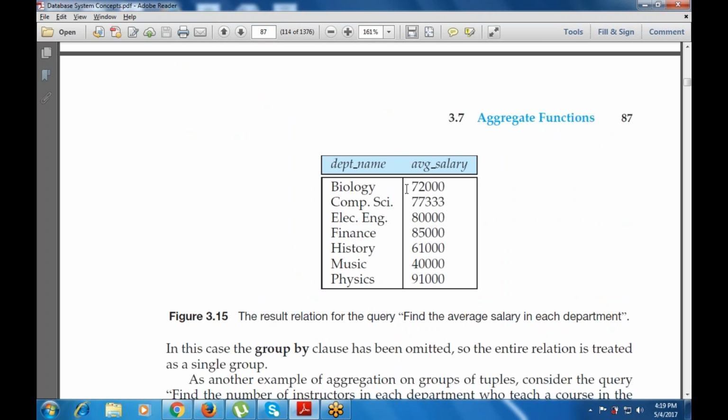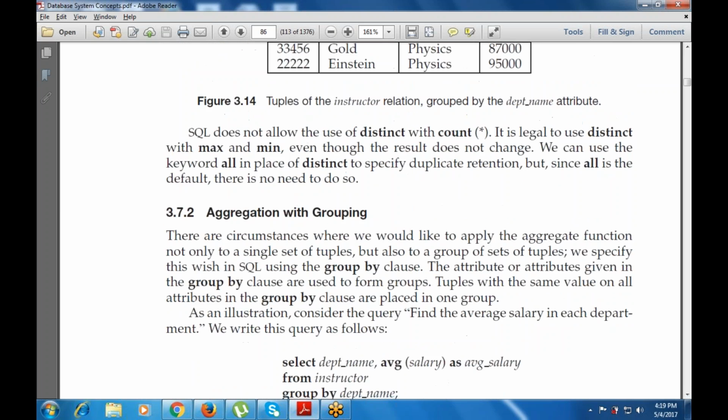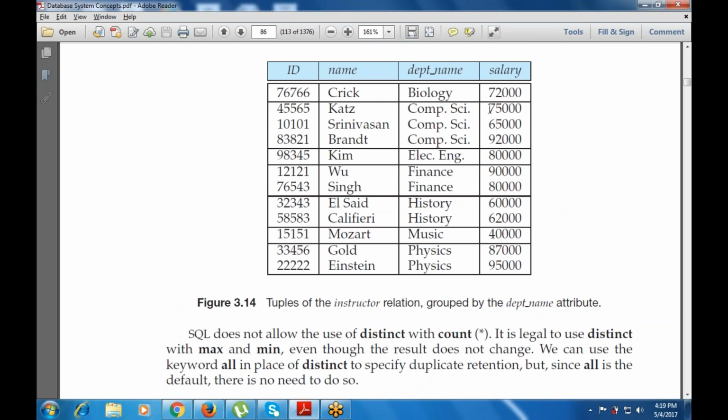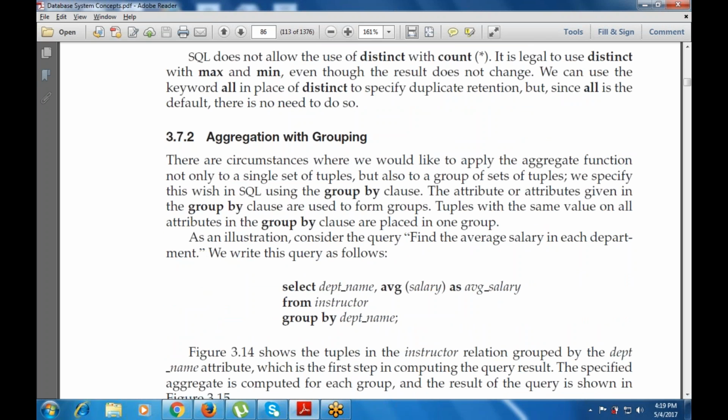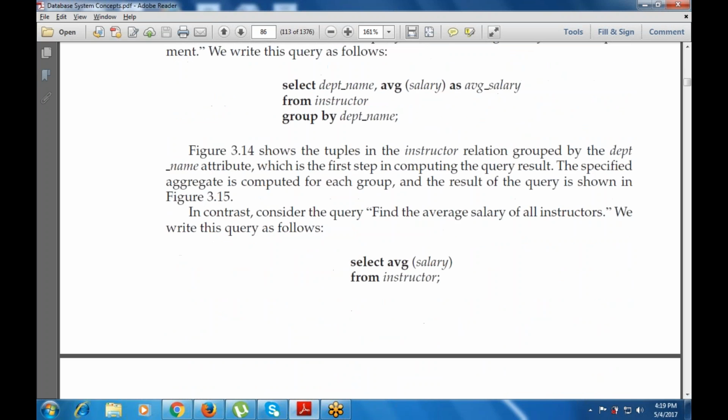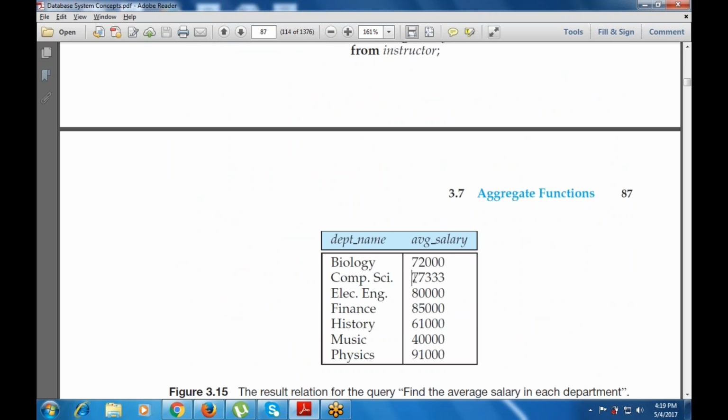For the department name biology, the salary is the same, 72,000. But if I'm talking about computer science, there are three salaries: 75, 65, 92. Now if I add these three, it is 2,23,000. It is divided by 3 and gives the output as 77,333.